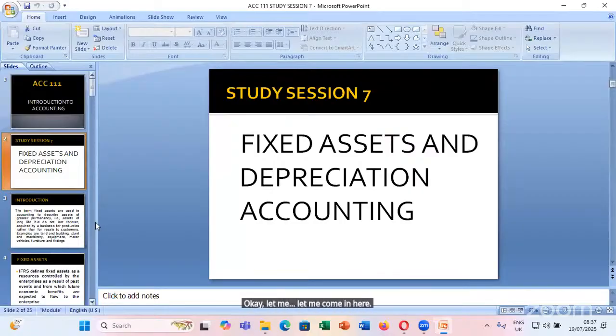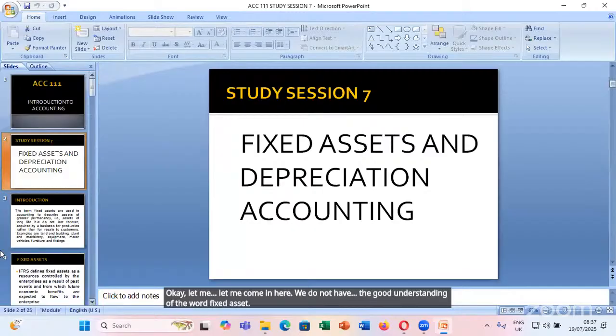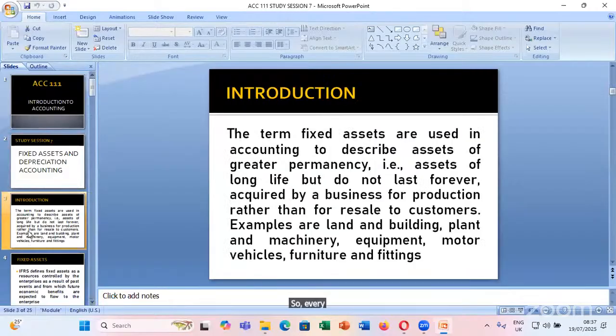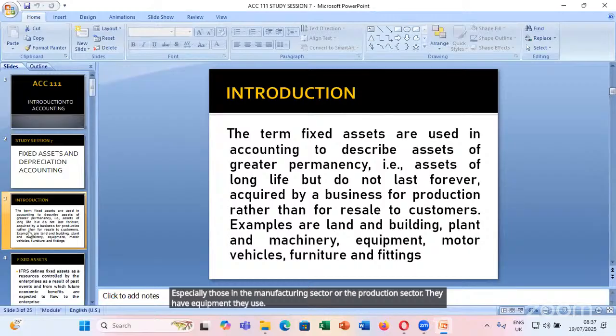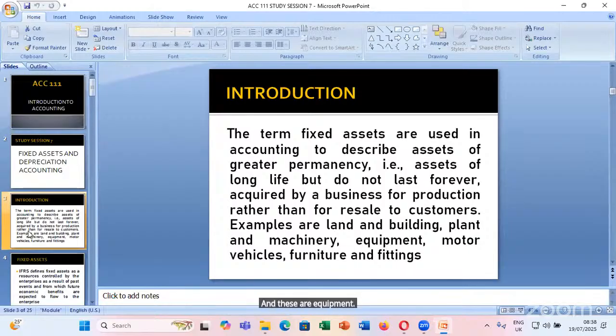You do not have a good understanding of the word fixed asset. Every business that you are operating, especially those in the manufacturing or production sector, has equipment they use in the course of production. When these machines are bought for use in the business, underline that word, for use in the production for the business, and they have a longer life that is not going to be exhausted in 1 year, that's what we mean by fixed asset.